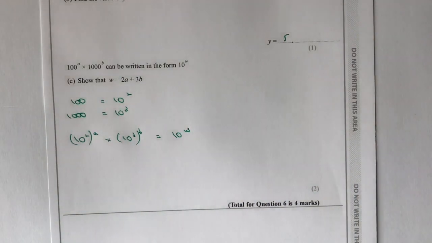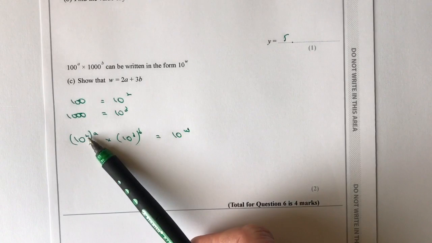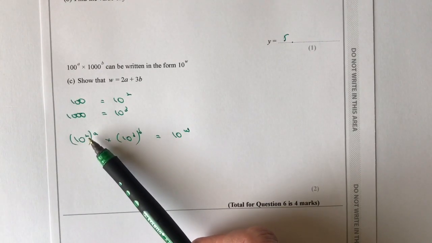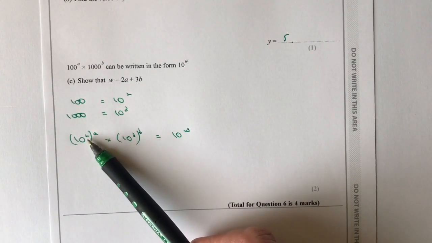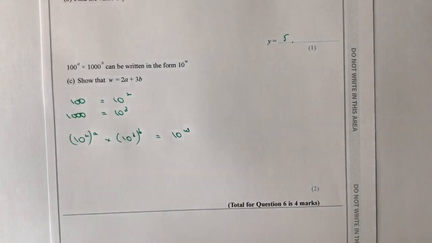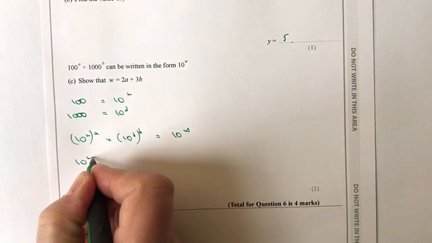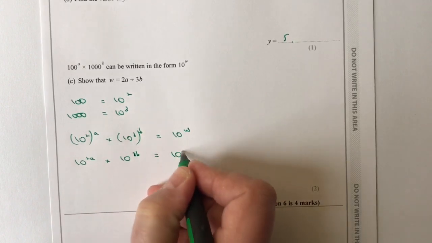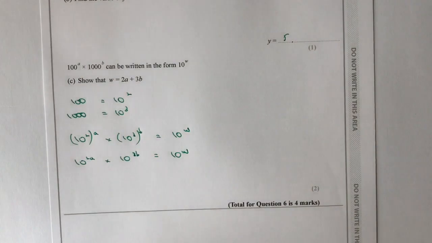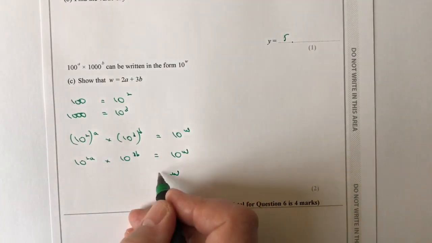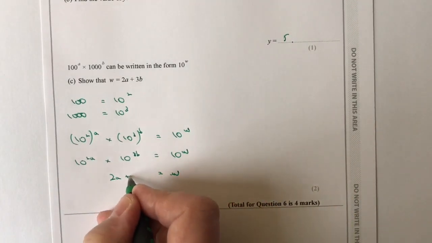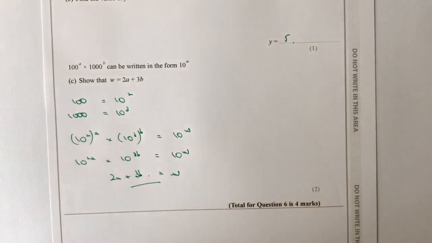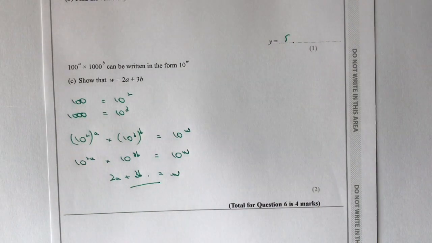So I can now look at how I work with these indices, and when we have indices in brackets, we multiply these two together. So I could write that as 10 to the power of 2A times 10 to the power of 3B, and that equals 10 to the power of W. Therefore, when we multiply indices together, as we did in the first part of the question, W must equal 2A plus 3B. That would be the answer to that particular question.